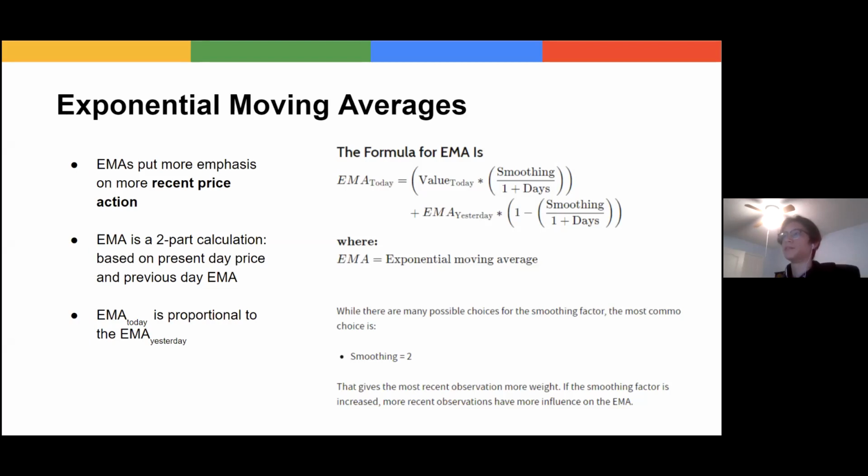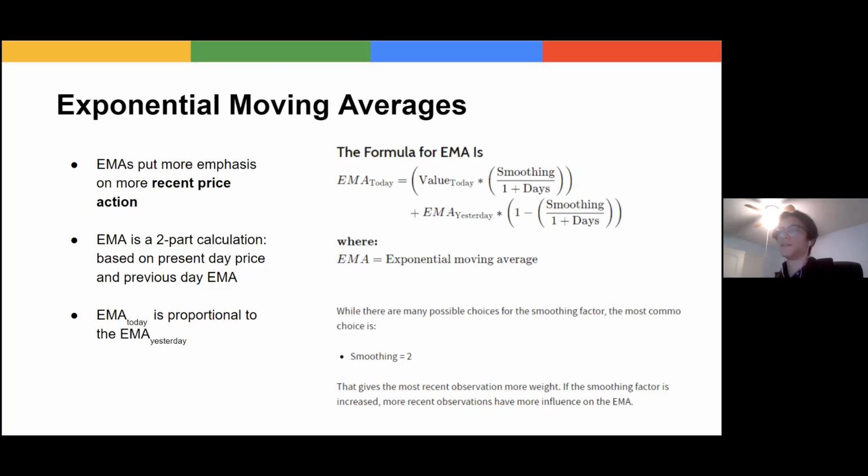By using a factor which we call a smoothing factor, we can decide how heavily we want to weigh the more recent prices. The higher the smoothing factor is, the more emphasis the most recent prices have on the calculation. As seen in the formula on the slide, a common value for the smoothing factor is 2. So now that we've gone over how the exponential moving average is different from the simple moving average, we can start describing how you can actually calculate it.